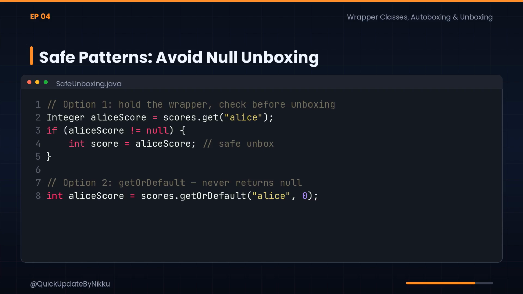The first fix is to keep the reference as an Integer, so null is a legal value, and only unbox after an explicit null check. The second fix uses getOrDefault, introduced in Java 8, which returns the fallback value instead of null when the key is absent. Both patterns eliminate the risk entirely. Choose whichever makes your intent clearest.